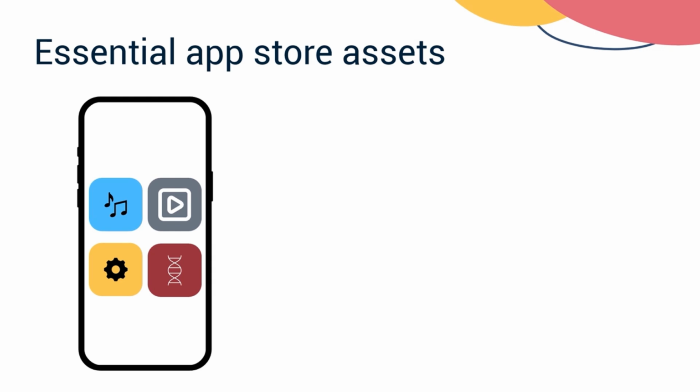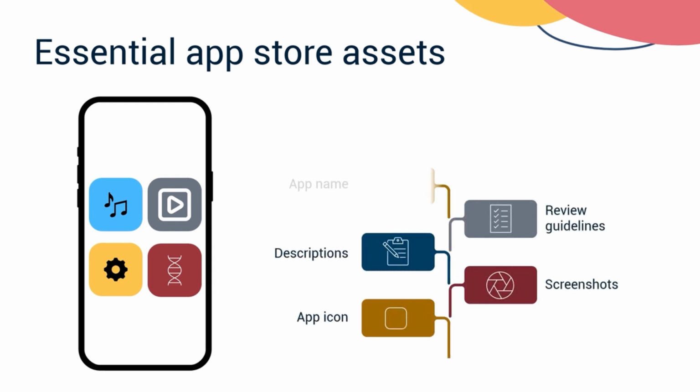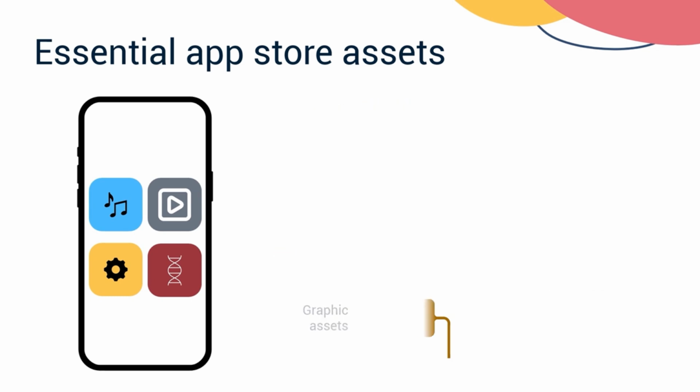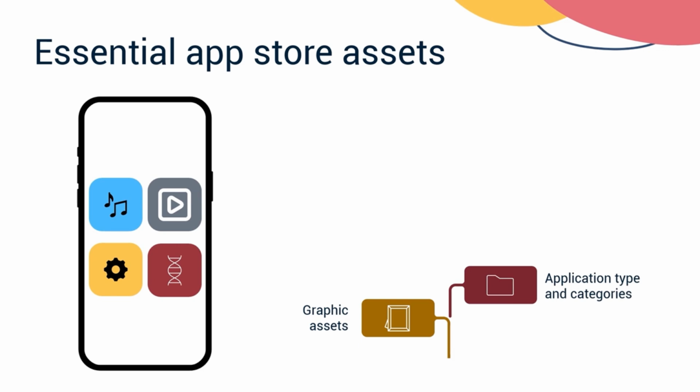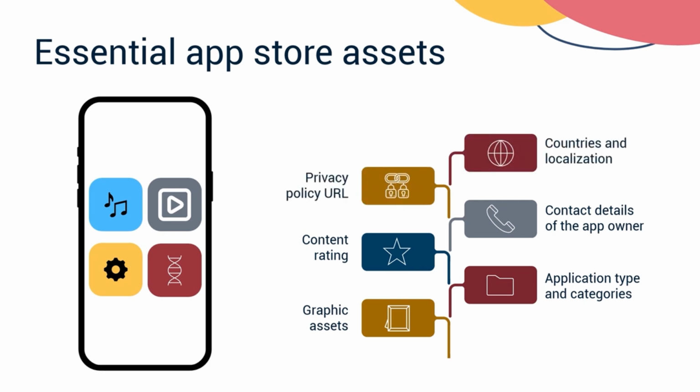In this video, you'll learn about 13 key assets that help represent your app on the App Store. These include the app icon, screenshots, descriptions, review guidelines, app name, app package name, short app description, graphic assets, application type and categories, content rating, contact details of the app owner, privacy policy URL, and countries and localization. Let's explore how each of these contributes to your app's success.